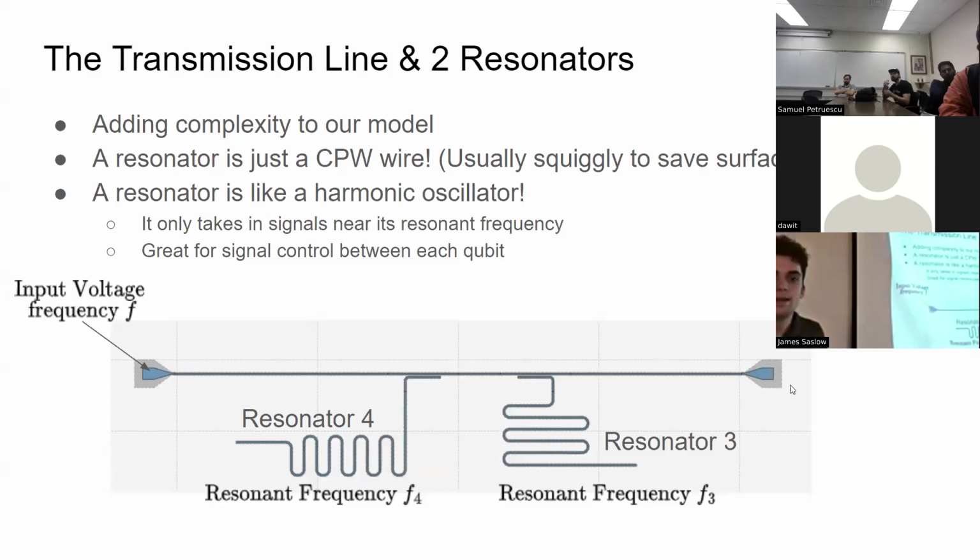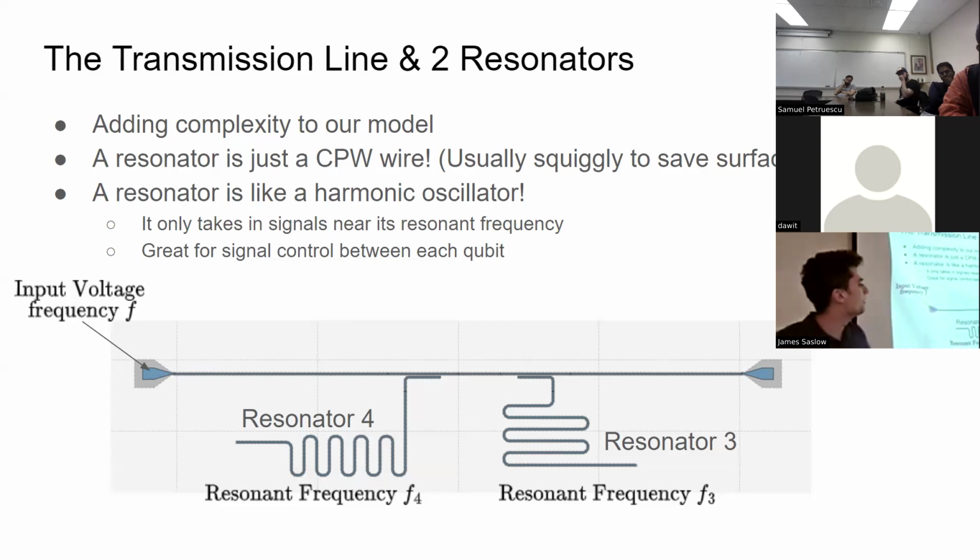Okay. We can add a little bit more complexity to our model by introducing resonators. So what are resonators? A resonator is just a coplanar waveguide wire that's inductively coupled with our transmission line. And they're usually squiggly. Only reason why they're squiggly is just to save surface area, because these wires can be long, so you kind of have to meander around to save space.